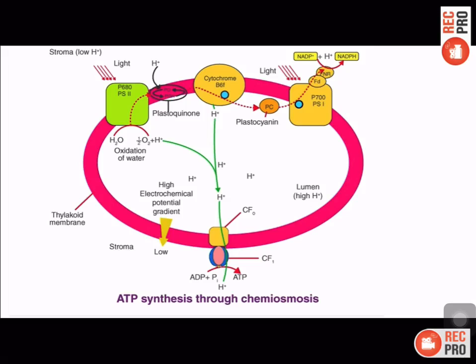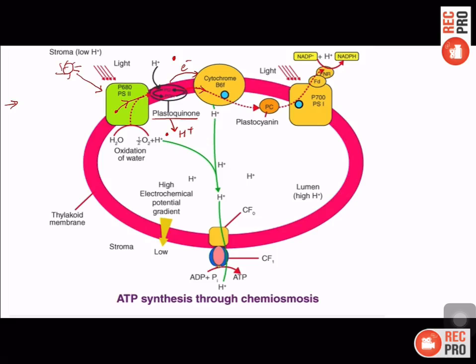Now in the next part, let us study the process. After understanding the location of all the systems, let us see the process. As light falls on PS2, it gets activated and releases one electron. This electron transfers to the plastoquinone. Now this plastoquinone will pass the electron to the cytochrome b6f complex, but along with it, it will allow the entry of one H plus ion from the stroma to the lumen. So you have to remember that plastoquinone will allow the entry of H plus ion along with the electron.